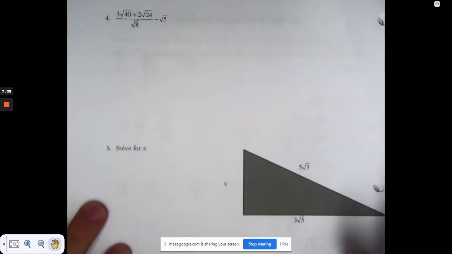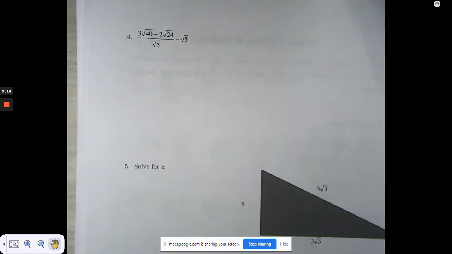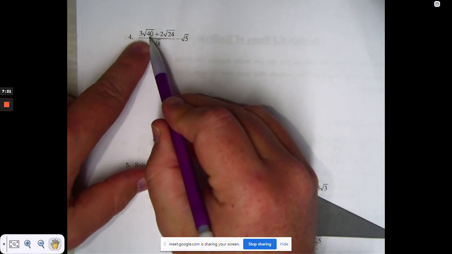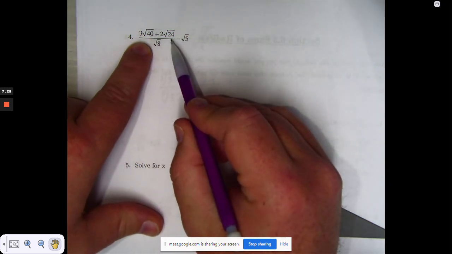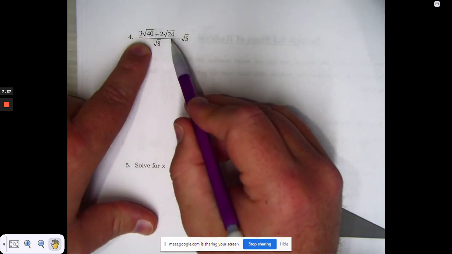Okay, we've just got a couple more examples to go over. On number 4, this is really based upon how well you see this. If you see right away that there's a square root of 8 that I can pull out of this and a square root of 8 that I can pull out of this, it makes it significantly simpler.